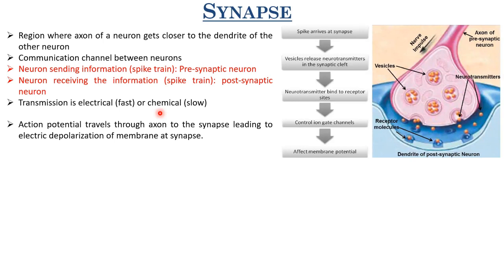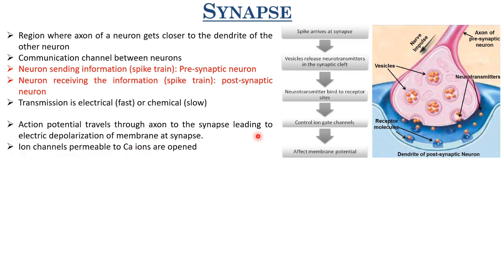Now let us talk about how this action potential travels through the axon, and then how it is transferred to the other neuron. What exactly happens when the information transfers to the other neuron? The action potential traverses through the axon to the synapse. Once it reaches there, there is an electric depolarization of the membrane at the synapse. What does this lead to? This opens up the ion channels which are permeable to calcium ions.